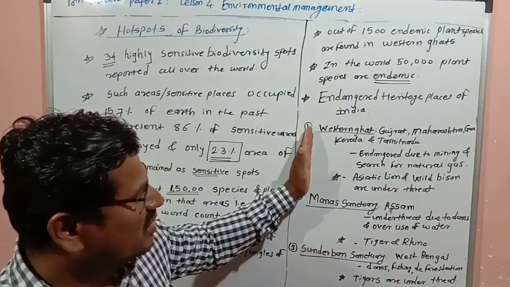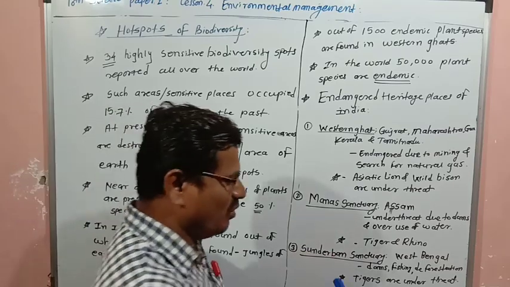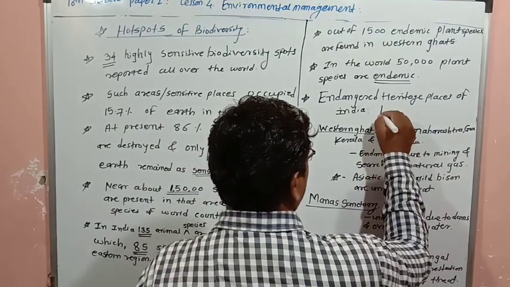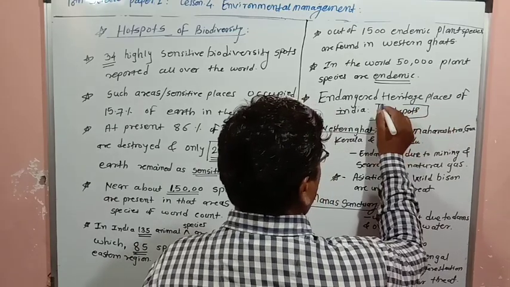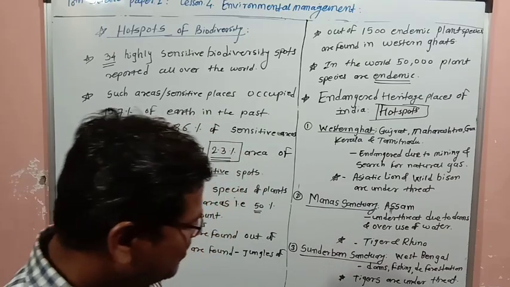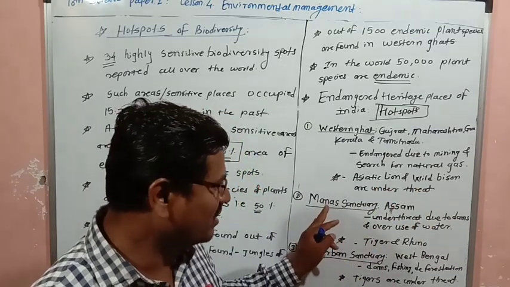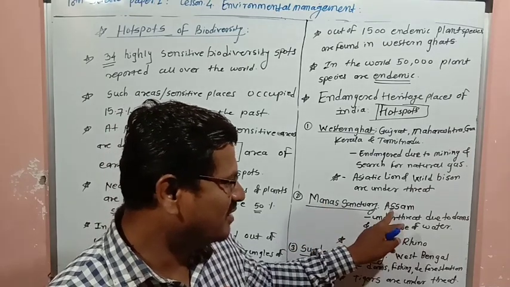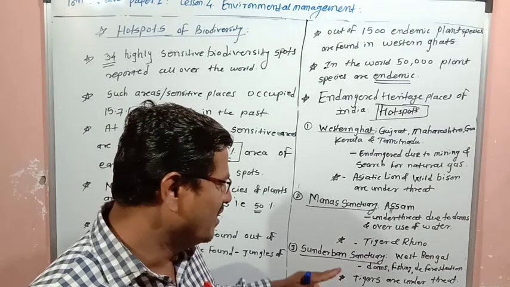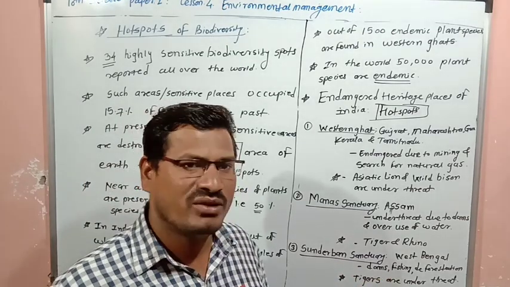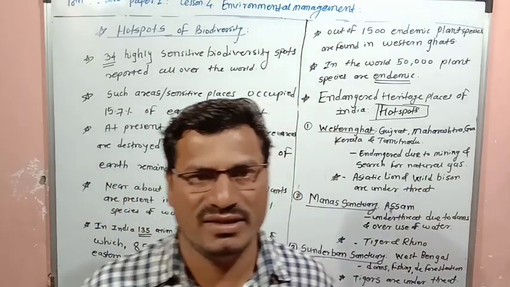So there are three heritage places of India, or what you can say, hotspots of India. They are: Western Ghat, where the Asiatic lion and wild bison are under threat; Manas Sanctuary in Assam, where the tiger and rhino are in danger; and Sundarban Sanctuary in West Bengal, where the tiger is in danger.